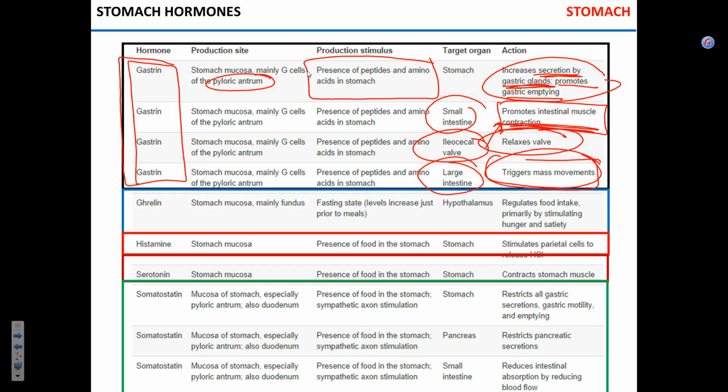Yes? So I have a question. What if someone has IBS and it just happens instantly? Is that caused by something like that? Oh, you mean IBS, inflammatory bowel syndrome? Yeah.